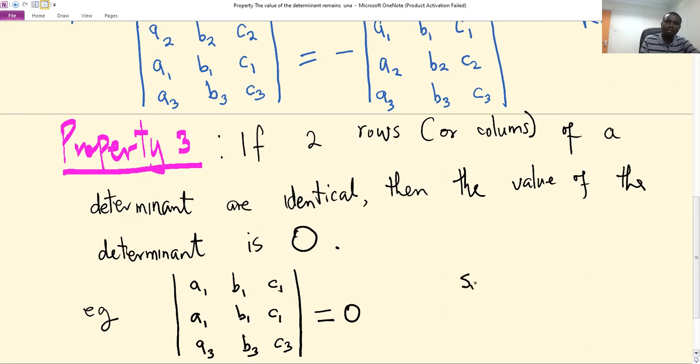Since row 1 is the same as row 2, whenever any two rows or any two columns of a determinant are the same, then the value of that determinant is 0. Or simply, whenever two rows or two columns of a square matrix are identical, the value of the determinant of that matrix is just 0.